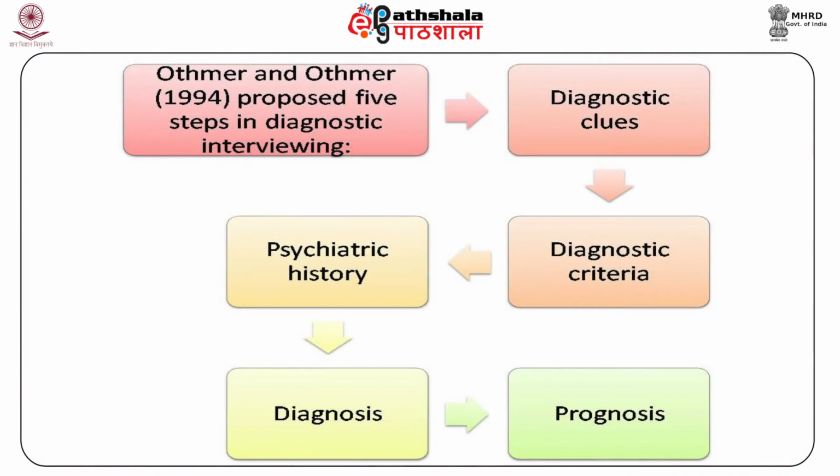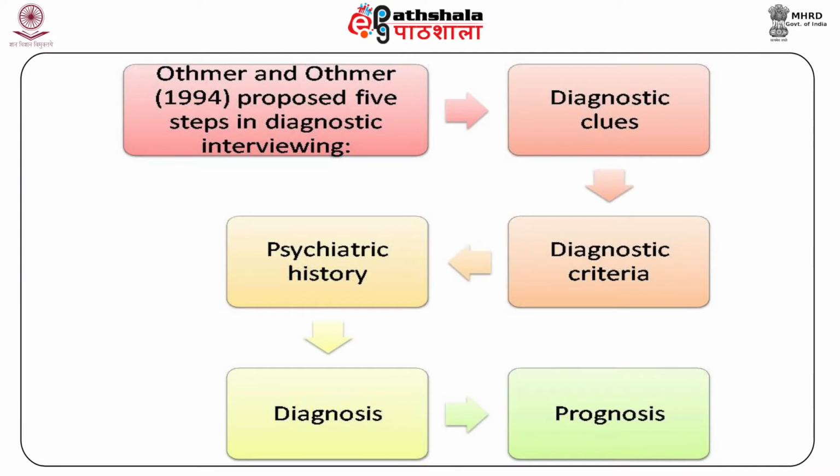In addition to inquiring about the criteria for specific mental disorders, the interviewer also gathers information about stable personality characteristics, general medical conditions, life stressors, and general ability to function. Unstructured clinical interviews are probably the most popular method of arriving at a diagnosis. In an unstructured clinical interview, the clinician develops hypotheses about the client and his or her symptoms over the course of assessment. Othmer and Othmer in 1994 proposed the following 5 steps in diagnostic interviewing.